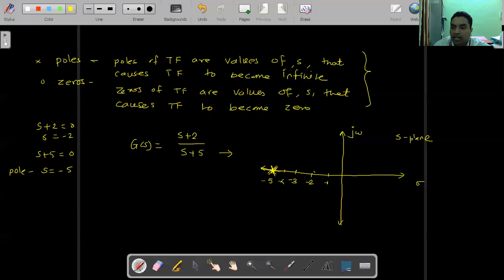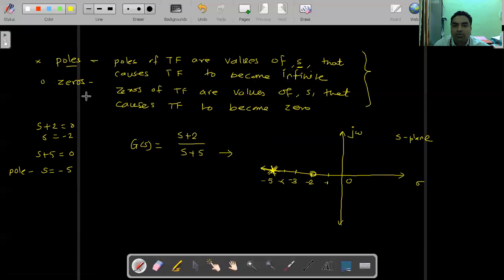So I must indicate a 0 here. These are poles and zeros. A pole of a transfer function is a value of s that causes the transfer function to become infinite. So if I take s equal to -5 here, this transfer function will be infinite. And if I take s equal to -2 here, the transfer function will be 0.